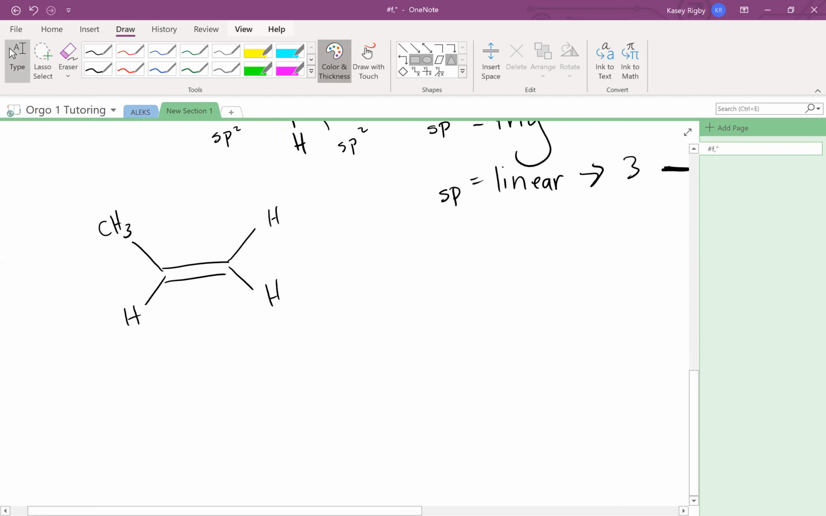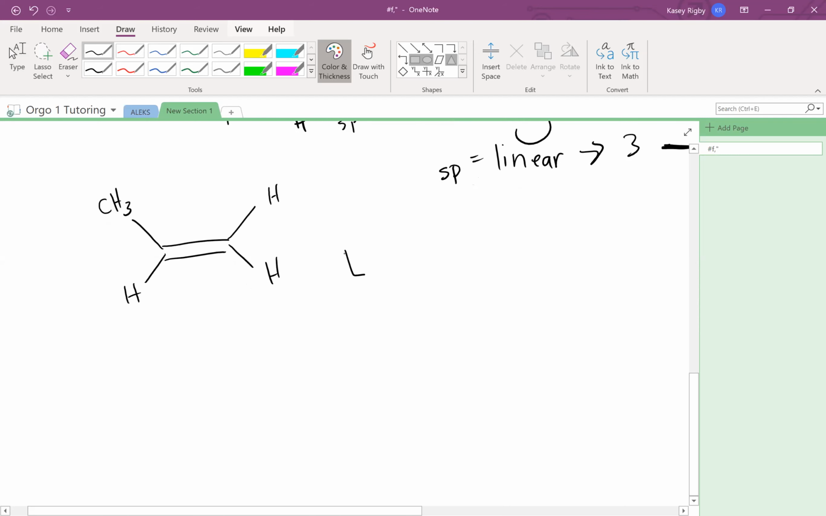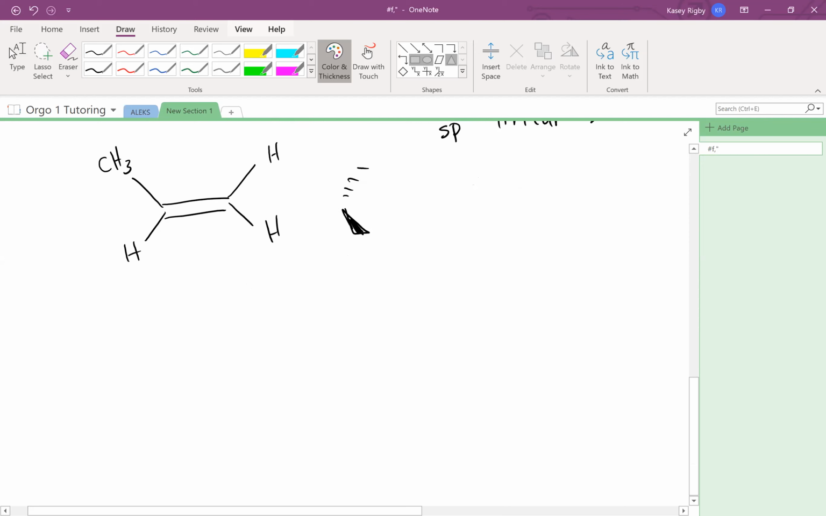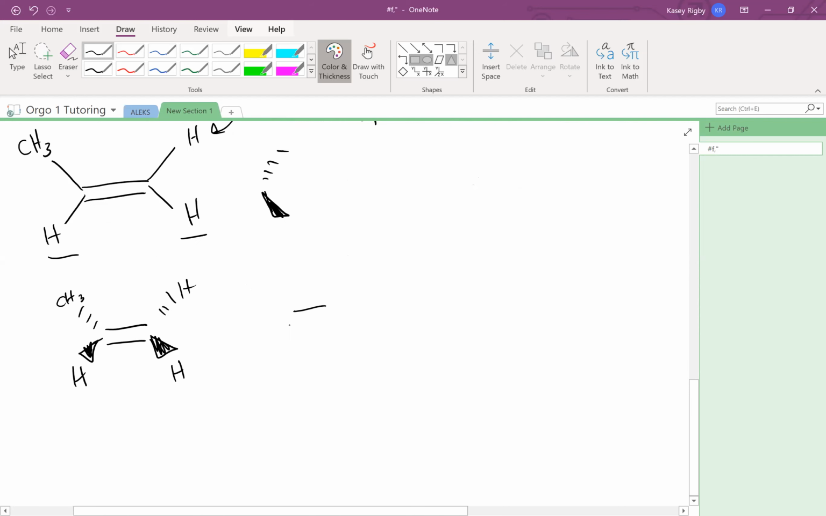However, if it does ask for three dimensions, it's kind of like turning a piece of paper on its side. Remember how I said that solid wedges are coming out and dashed wedges are going in? If we turn this so the two H's are in the front, it would look like this, where there are two H's on the solid wedges, and there'd be a CH3 on the dashed and another H on the dash, okay? And if we turn it the other way so that these were in the front, it would look like this.